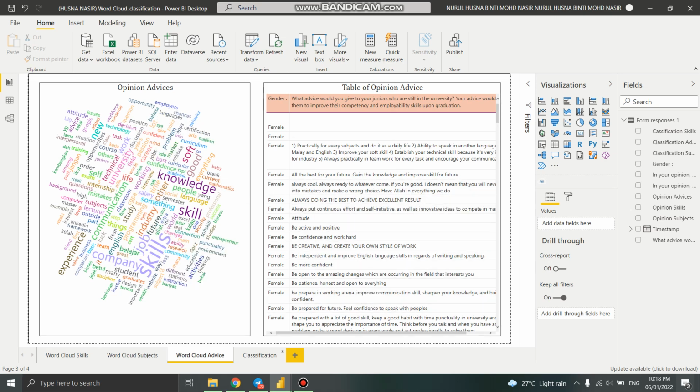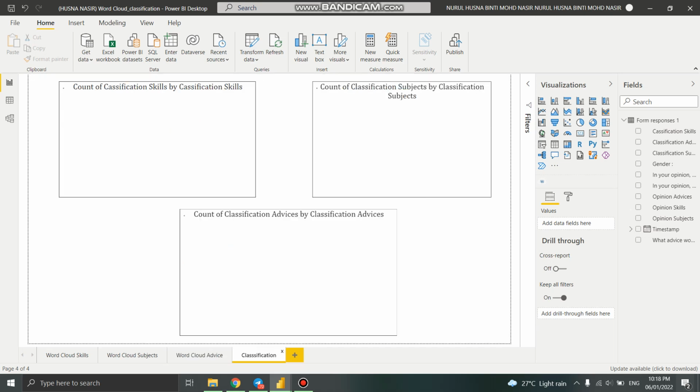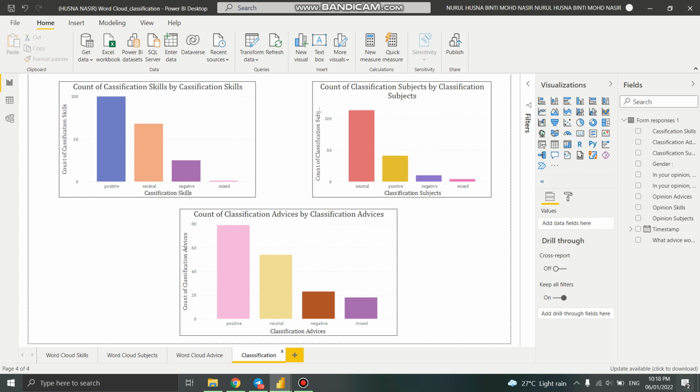Next is classification. There are three classifications, which are skills, subject, and advice. As you can see, I'm using the clustered column chart. Classification is classified into four types, which are positive, neutral, negative, and mixed.